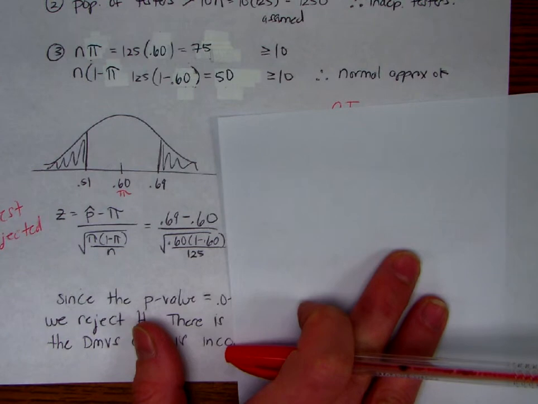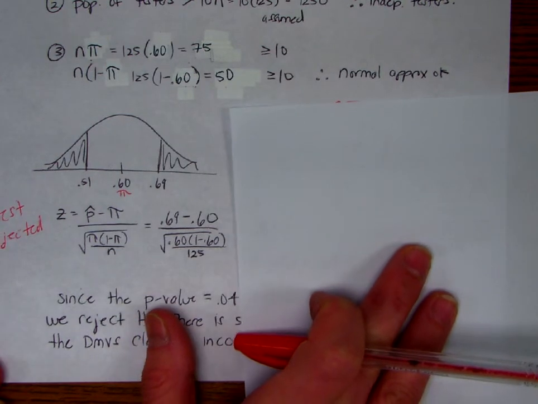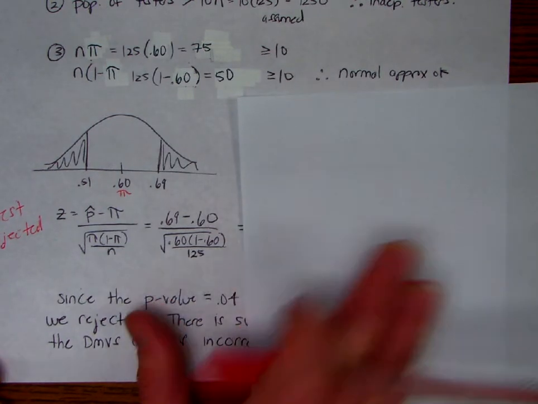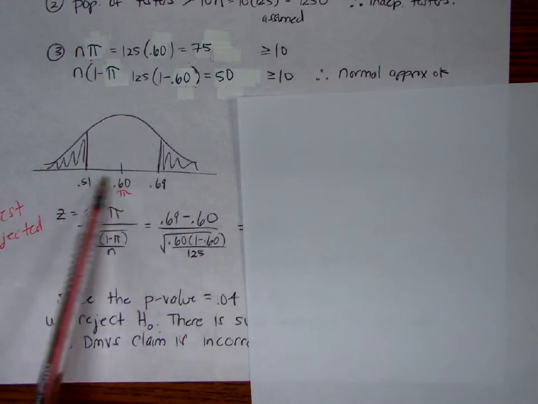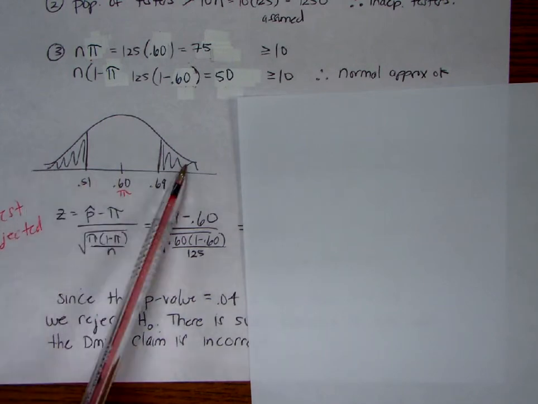So I draw the curve. Two-sided test. A two-sided test means you're shading both sides of the curve. So 0.5, the same distance over here is the same distance over here. So I'm shading both sides.